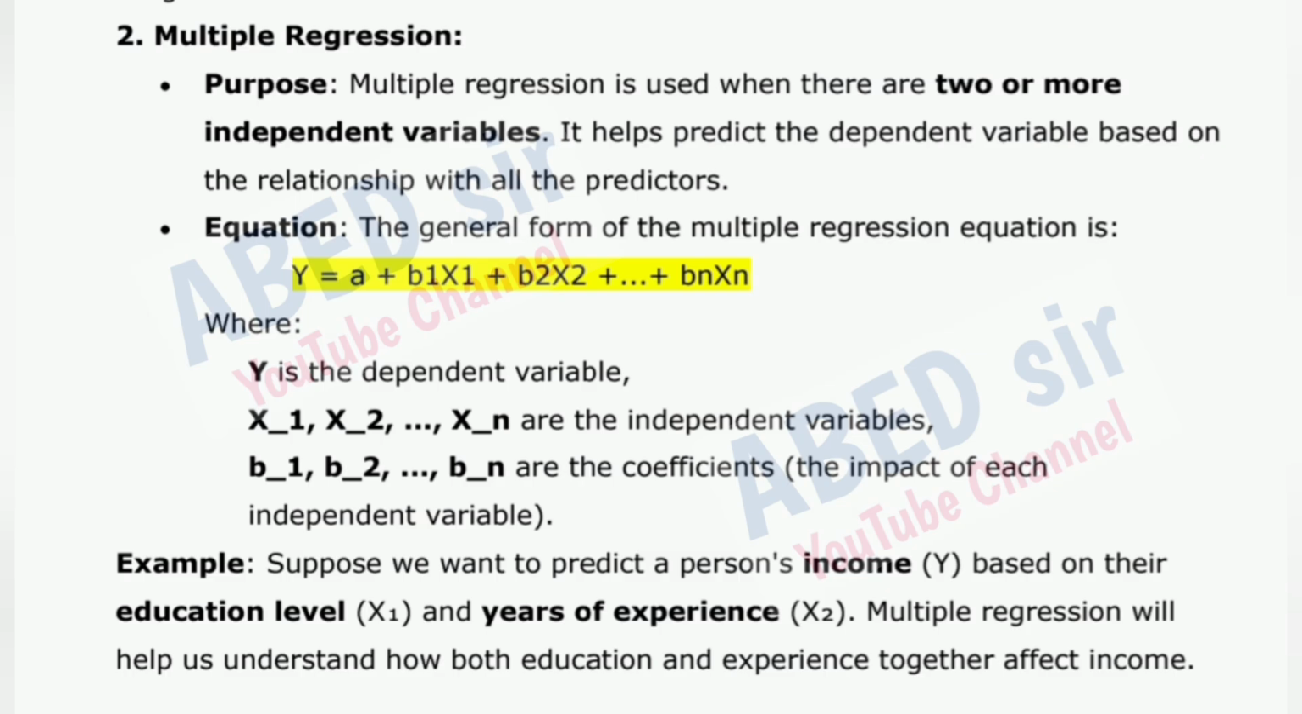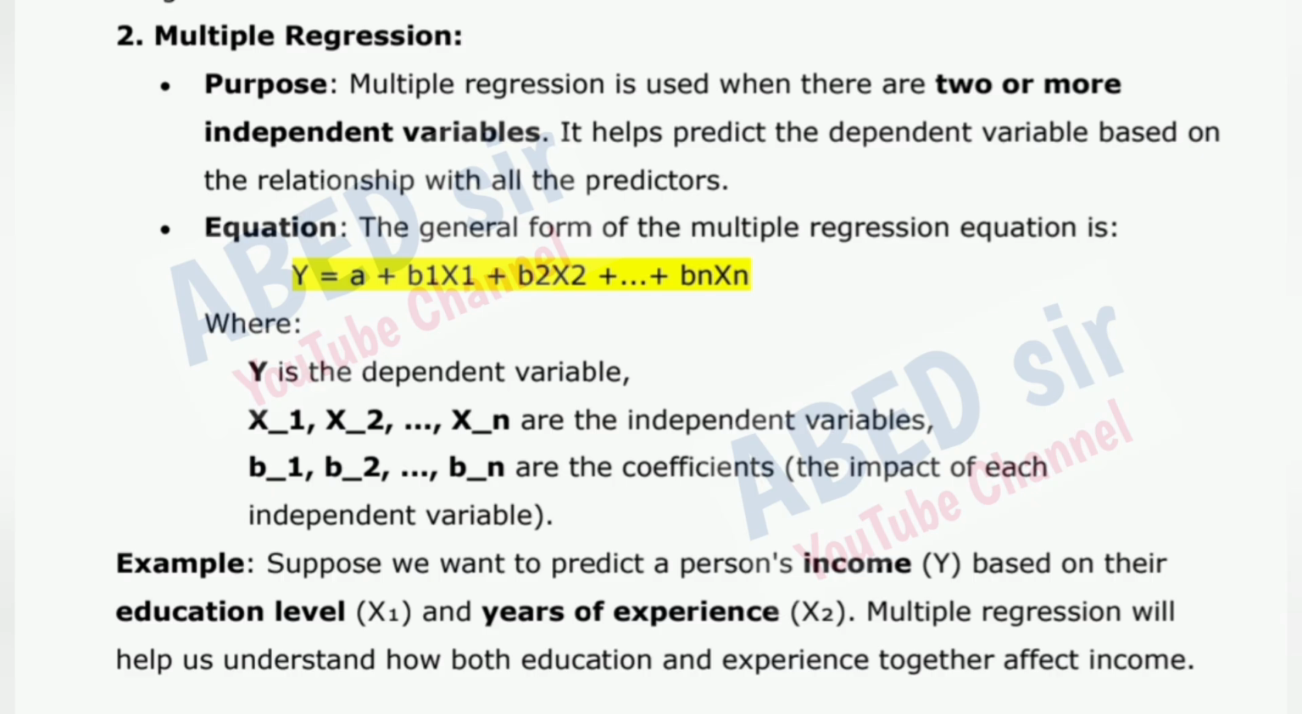2. Multiple regression. Purpose: multiple regression is used when there are two or more independent variables. It helps predict the dependent variable based on the relationship with all the predictors. Equation: the general form of the multiple regression equation is given, where y is the dependent variable, and x1, x2, xn are the independent variables.